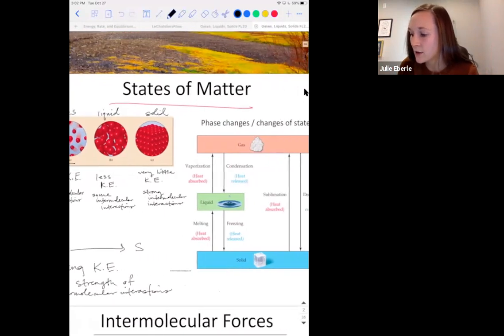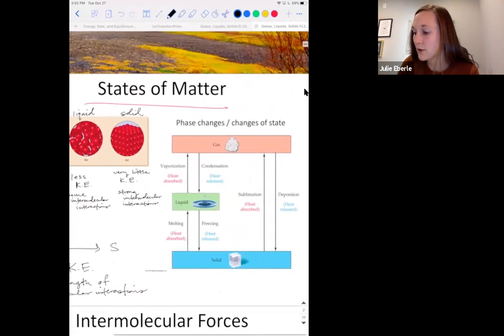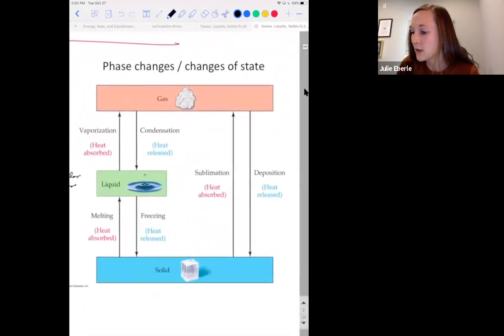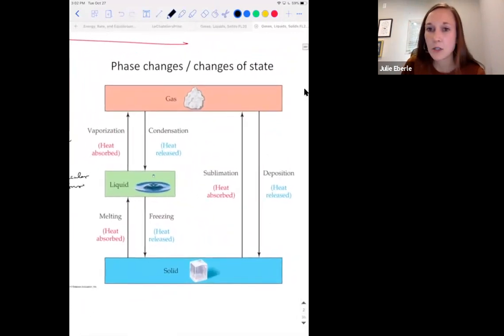I'm going to slide over to this figure over here on the right side. I'm going to zoom in on it. This is essentially showing you the common names for transitions between solids, liquids, and gases. And you probably recognize most of these names, okay? Melting obviously takes you from a solid to a liquid. Vaporization, condensation, freezing.